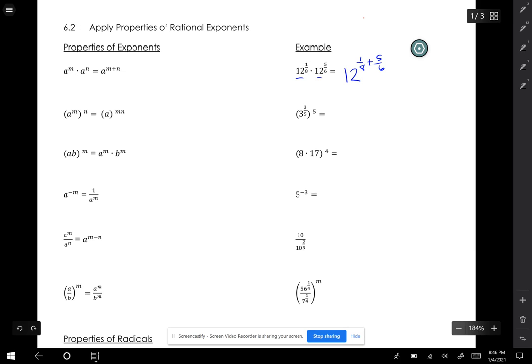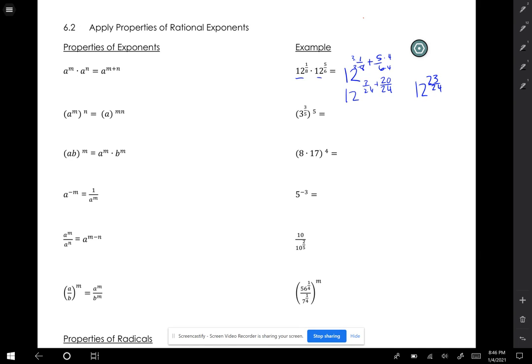To do this, we do need common denominators. So you have to think of what denominator would work. Let's do 24. So I'd multiply top and bottom by 3, and then top and bottom by 4. So you get 12 to the 3/24ths plus 20/24ths. So you get 12 to the 23/24ths as your answer.